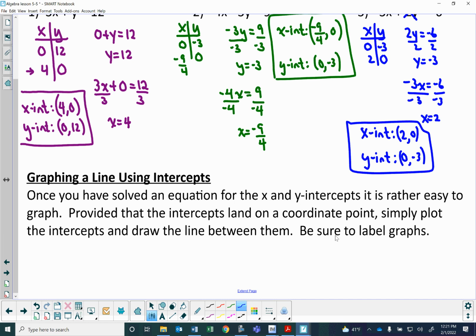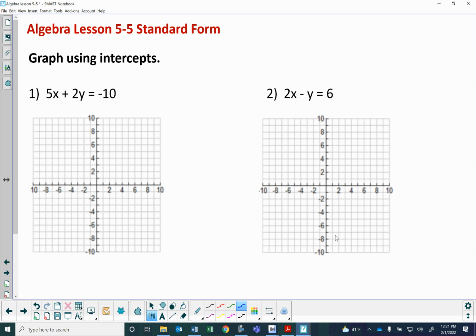Okay, but if it's not something that's really easy to figure out, then you're not going to be able to use an intercept to graph it. You may have to go back to drawing a table, making a table of values, or perhaps using slope-intercept form. All right, so once you've found the intercepts, you just graph those 2 points, draw your straight line, and label it. So we're going to graph using intercepts the following 2 equations, 5x plus 2y equals negative 10, and 2x minus y equals 6. So this first equation here, I'm going to simply do my little x and y table like I've been doing.